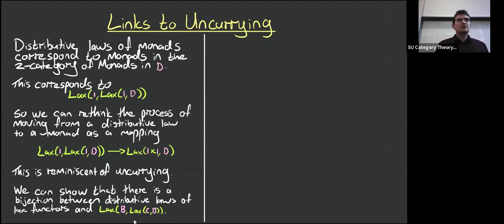Because I haven't spoken about what morphisms of distributive laws should be, or even 2-morphisms. But there is this very natural canonical bijection. There's a way to extract all of the data of a distributive law from an object of lax B to lax CD. Sorry, Peter, I think I'm lost here. What do you mean by distributive law? How can you form a set of distributive laws?